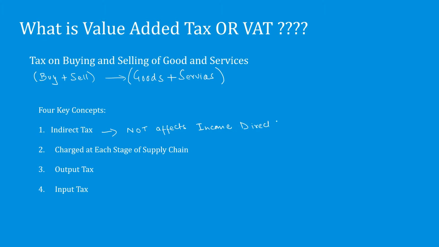Number 2, charged at each stage of supply chain. What is supply chain? Supply chain is the process through which a commodity goes right from the manufacturing to the distribution. So value-added tax is charged at each stage of supply chain. Enough for now to understand before we go into the example. So it is a staged taxation.